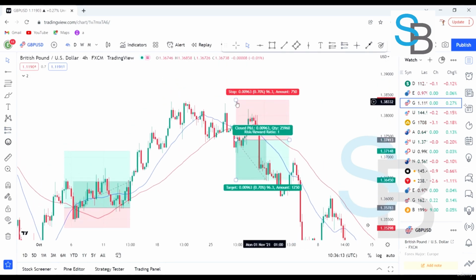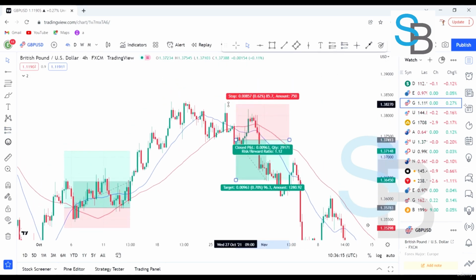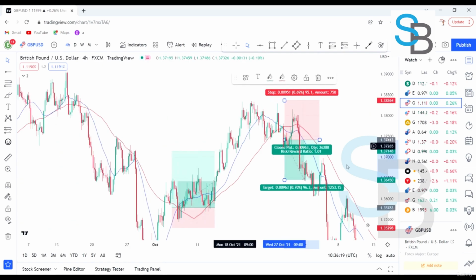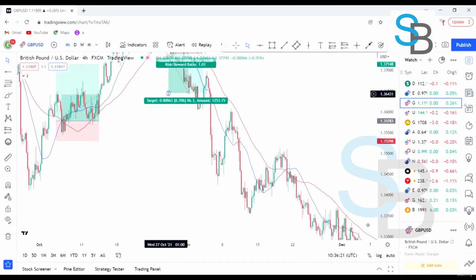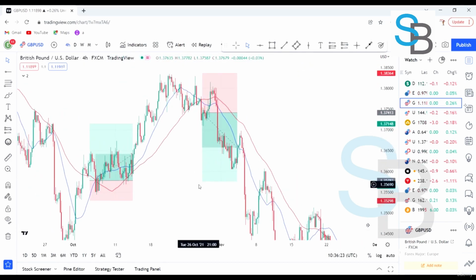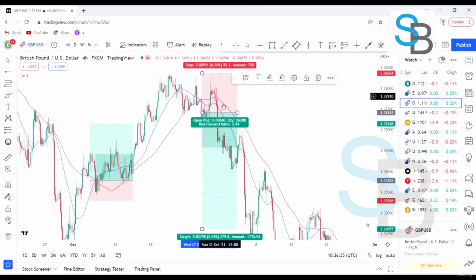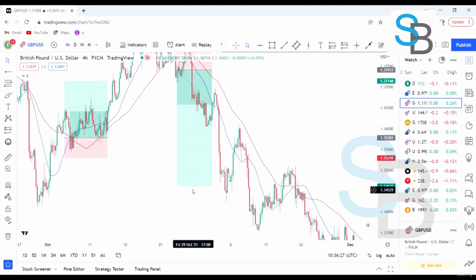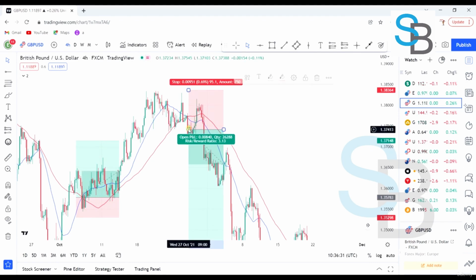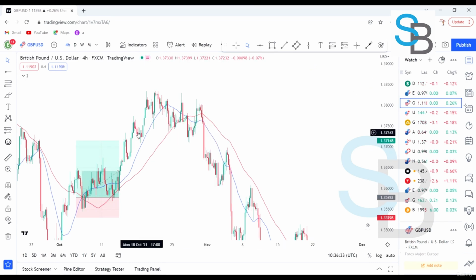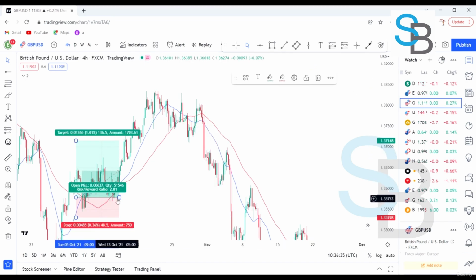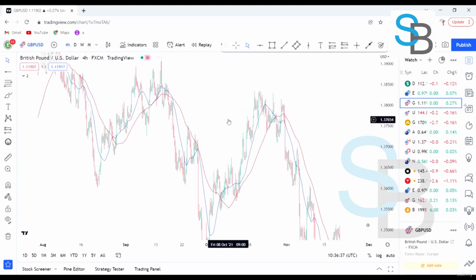So let's assume we use our stop loss. We put our stop loss above the previous high. You can see that the market continued selling and made way more than 3 times our risk. So that's one way of trading with the moving averages.